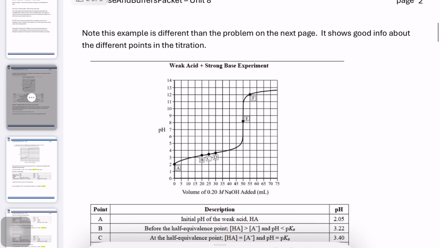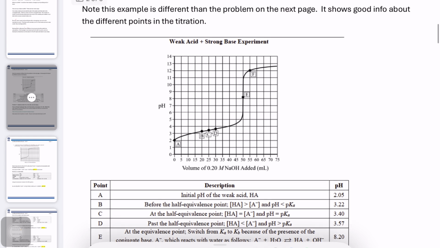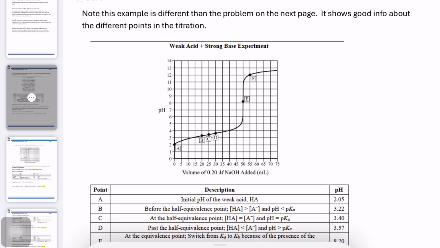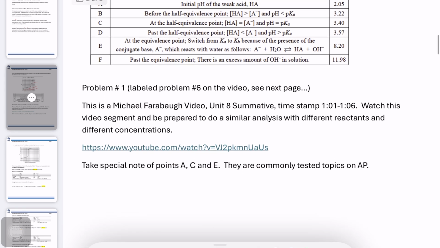Okay, this is a picture. It comes from Michael Farabaugh's videos in his series. He has great information. I'm just going to use his good picture. This example is different than the problem we're going to see. However, it's 0.2 molar sodium hydroxide, and there's several regions in a titration that we're going to talk about. His video shows this. Point E is the equivalence point, point C is the half point, and point A is just the pure weak acid, just a regular Ka expression. So I'm going to work through these.